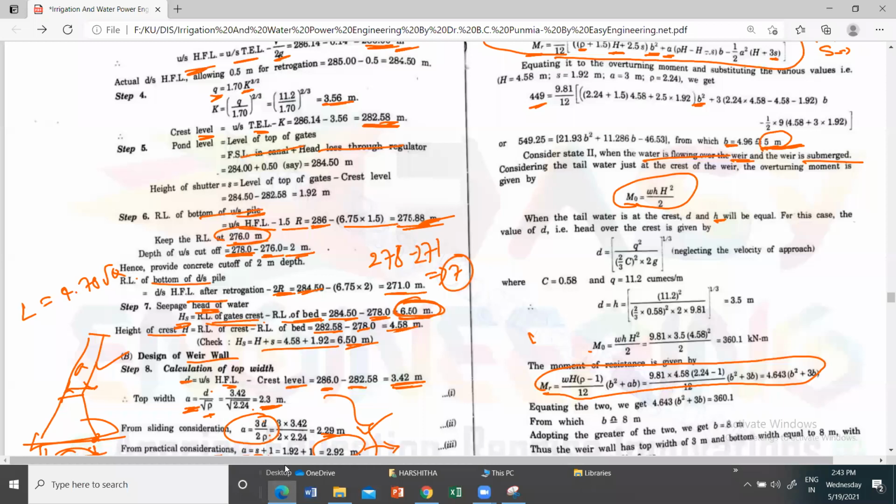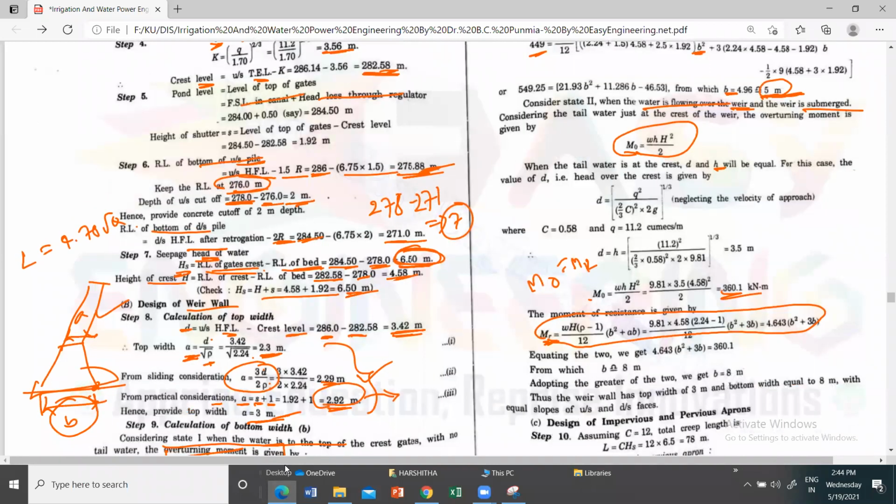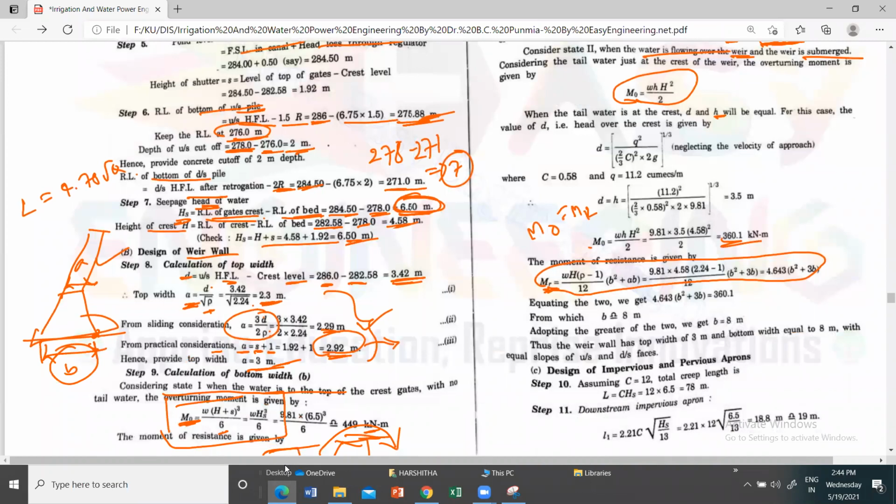The overturning moment we calculated is 360. Substitute 360 in place of MR, and you can calculate the b value if the water is flowing over the crest of the weir or crest of the gate. Then the b value is 8 meters. In both cases we need to consider the maximum value, which here is 8. So I am considering the bottom width as 8 meters. The top width is 3 meters and the bottom width is 8 meters.